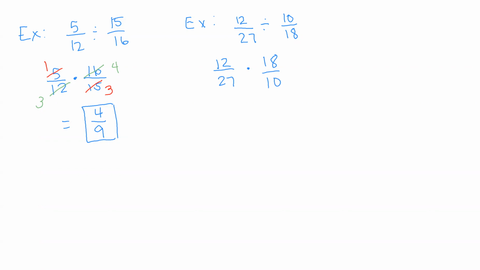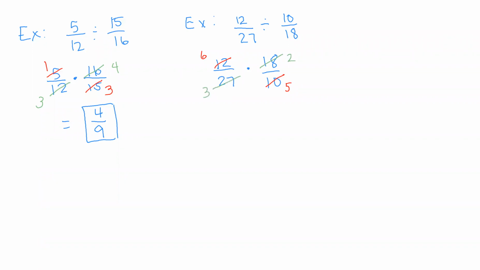I noticed that 12 and 10, for example, have a 2 in common, so I could go ahead and divide out a 2. 12 divided by 2 is 6. 10 divided by 2 is 5. 27 and 18, you could simplify there. You could simplify 6 and 27, doesn't really matter. So let's say that 27 and 18, we realize they have a 9 in common. So 18 divided by 9 is 2. 27 divided by 9 is 3.